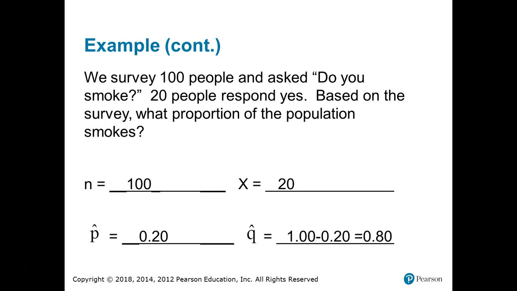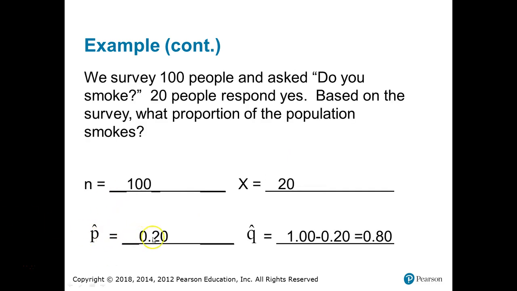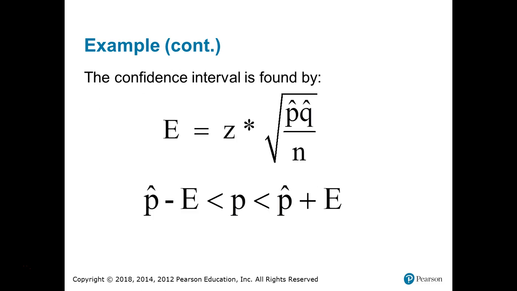Another thing to note is that in order for us to be able to do this, p hat times n must be greater than 5, and q hat times n must be greater than 5. If it's not, then we say that the equation kind of falls apart. You don't really get reliable data. That's just kind of a side note.